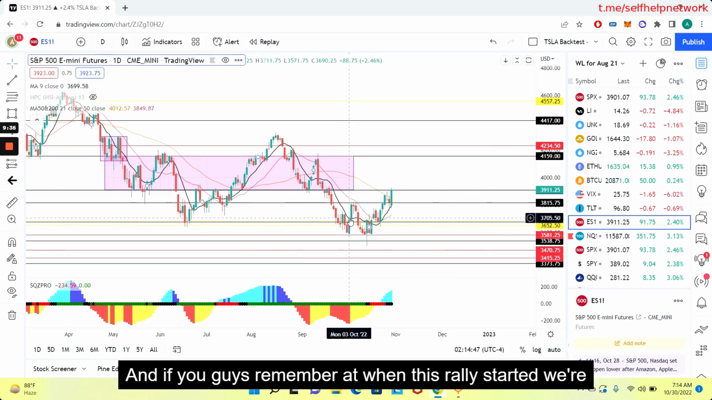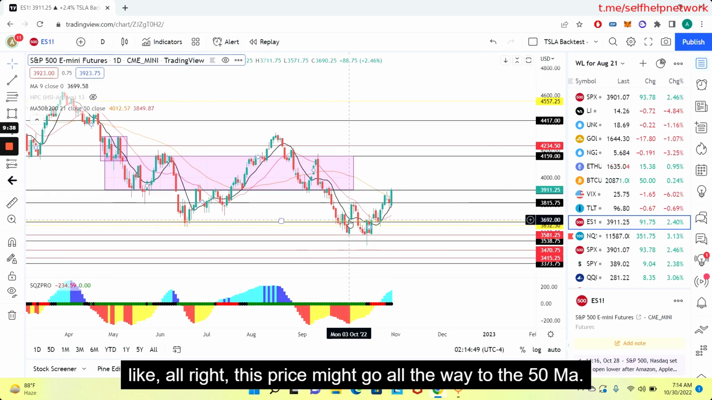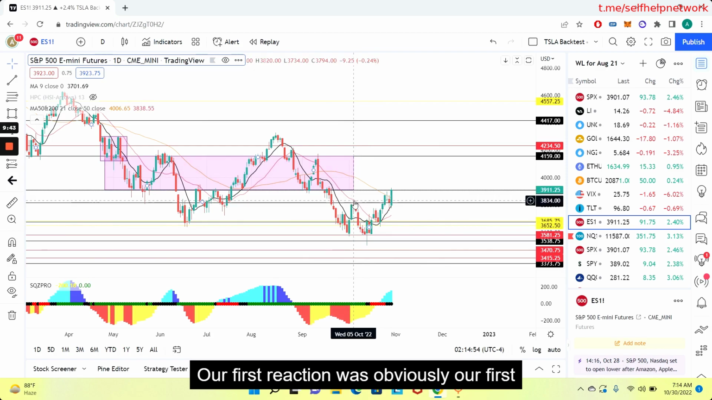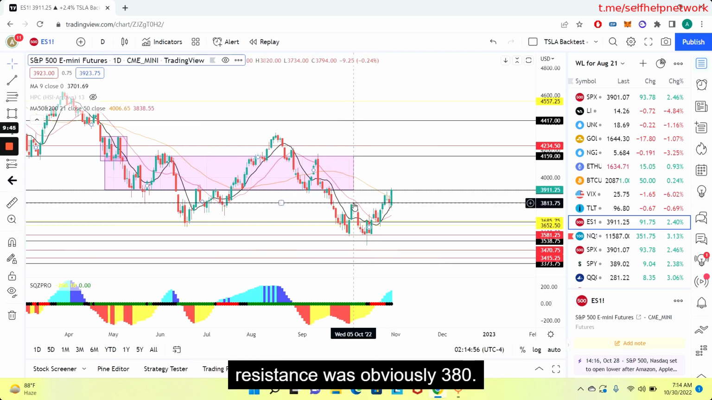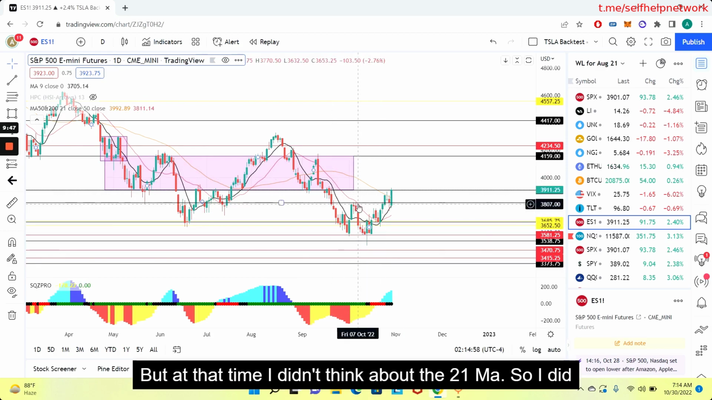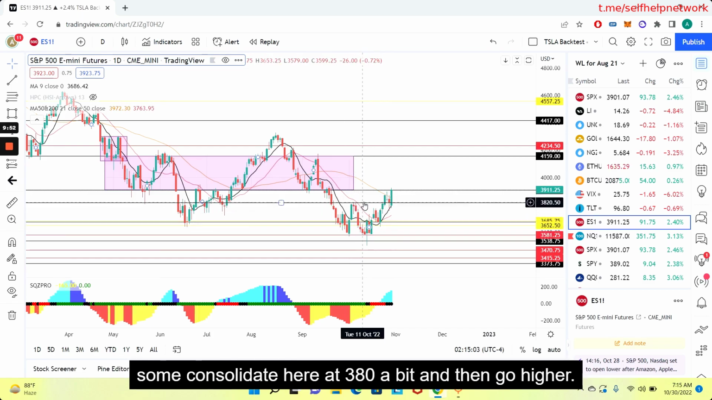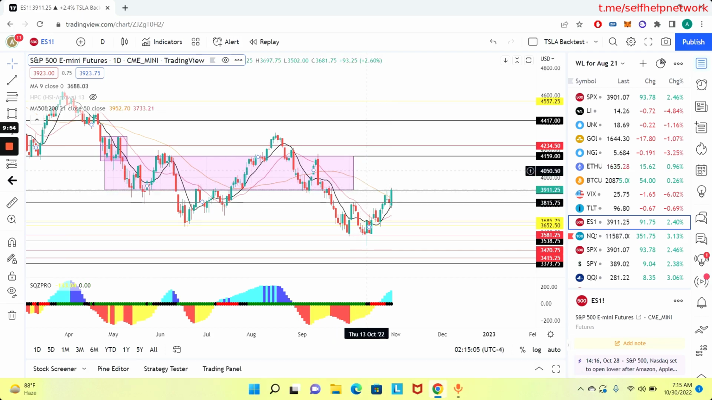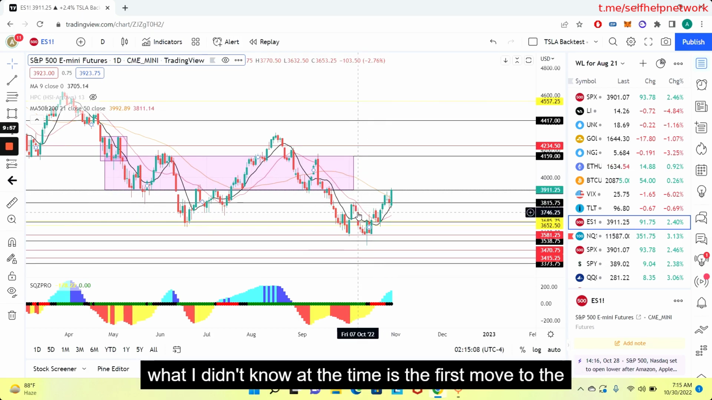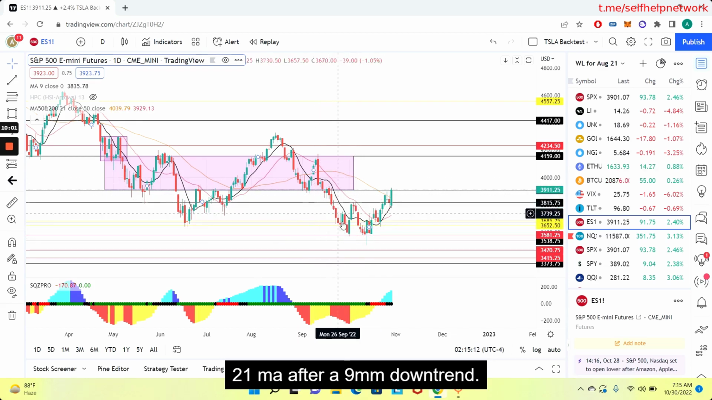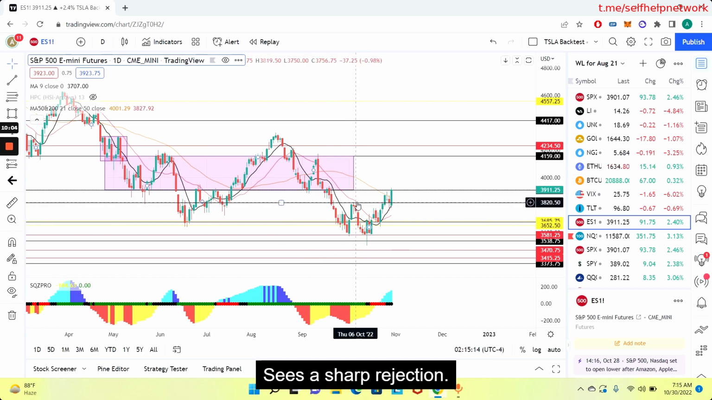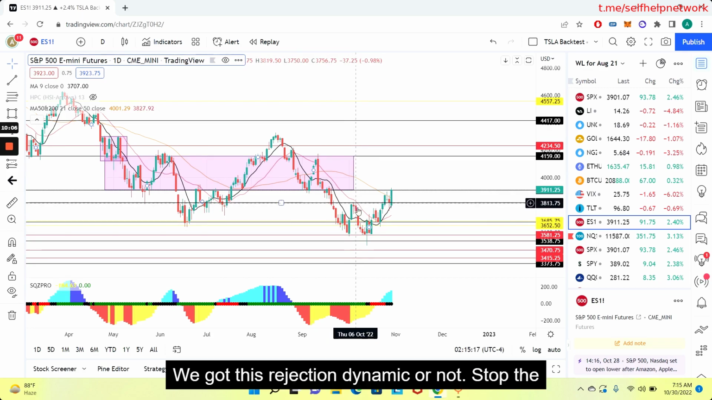And if you guys remember, when this rally started, we were like, all right, this price might go all the way to the 50 MA. Our first resistance was obviously 380. But at that time, I didn't think about the 21 MA, so I did not think the reaction would be so sharp. I thought we would consolidate here at 380 a bit and then go higher. So what I didn't know at the time is the first move to the 21 MA after a 9 MA downtrend sees a sharp rejection. We got this rejection. The 9 MA could not stop the price.